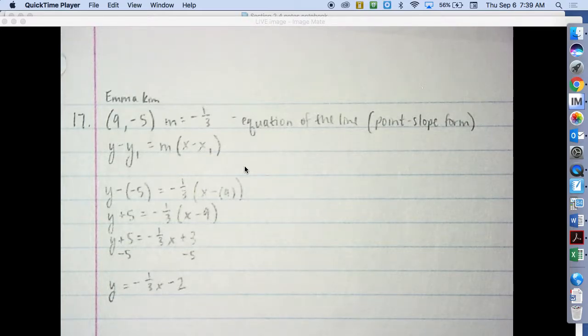Any questions for Emma? Nice job, Emma. You can just put that in the bin on my desk. That way it doesn't get lost up there. Nice job, thank you.